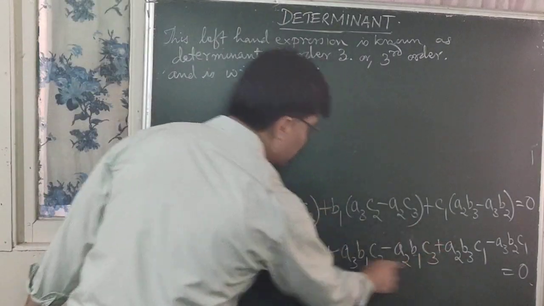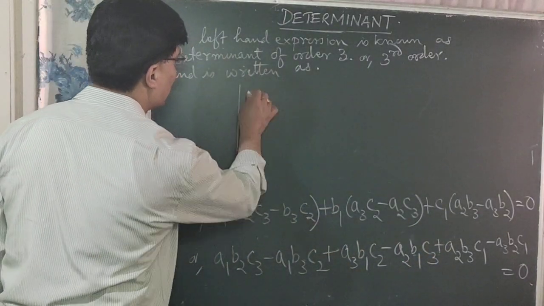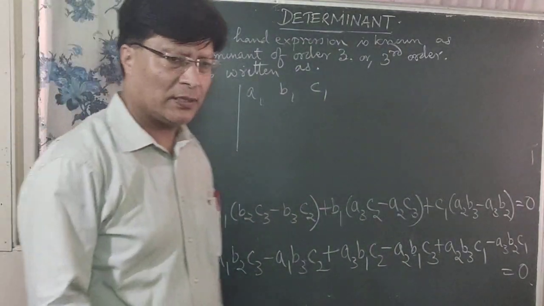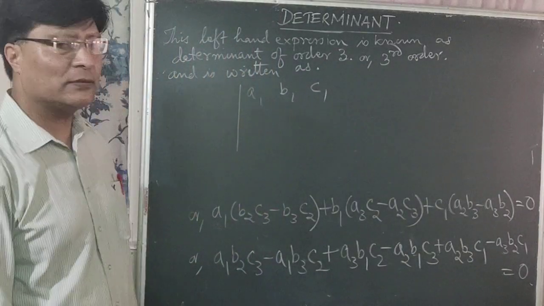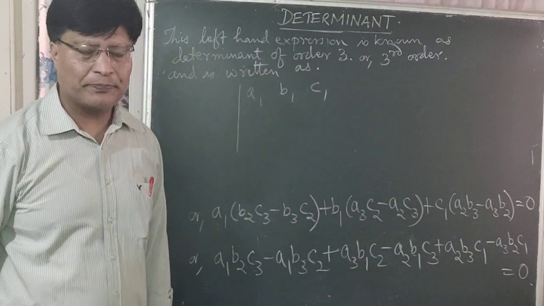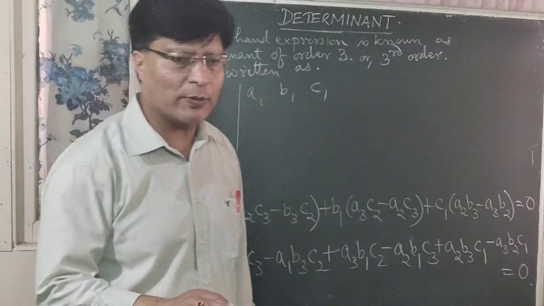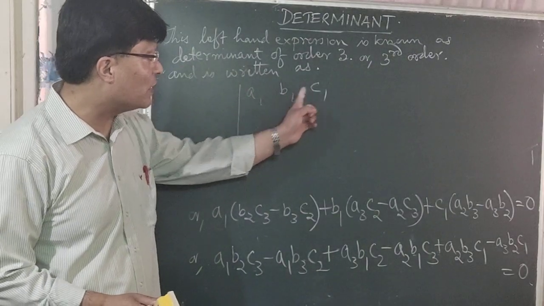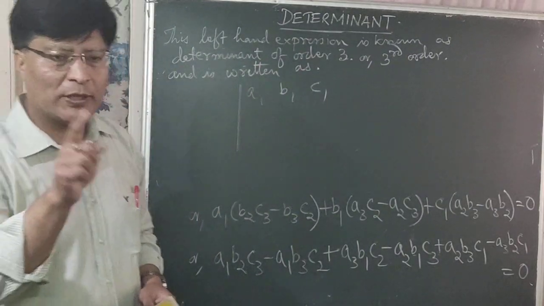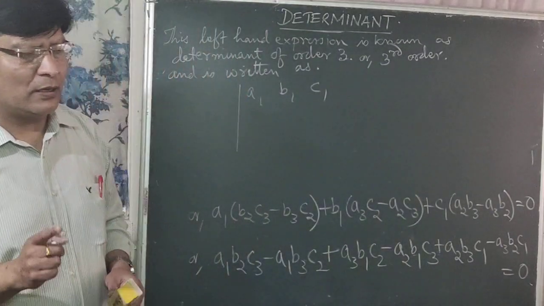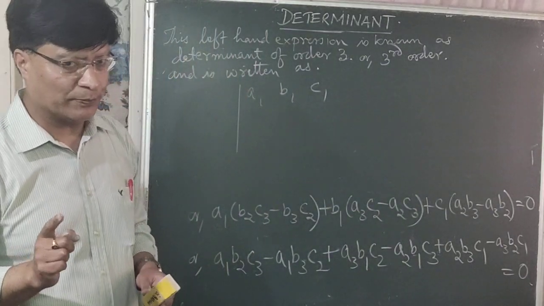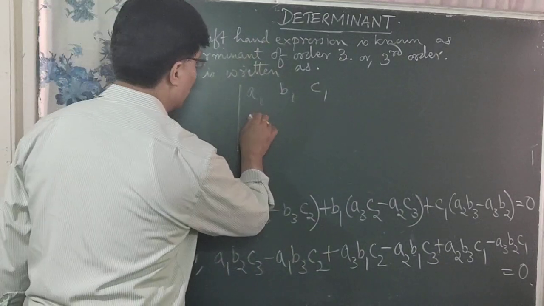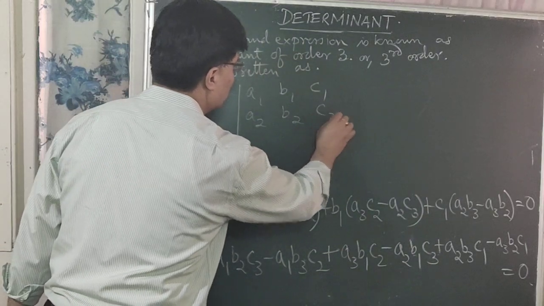Okay, so this left hand side can be written as, first row will be A1 B1 C1. You take that first equation. We have written 3 equations there. You can check your copy. First equation was A1x plus B1y plus C1 is equal to 0. From that equation we have written only A1 B1 C1. Okay, and what is the second equation there? A2x plus B2y plus C2 is equal to 0. From the left hand side we have written only the coefficients. Now we'll write only the coefficients A2 B2 C2.